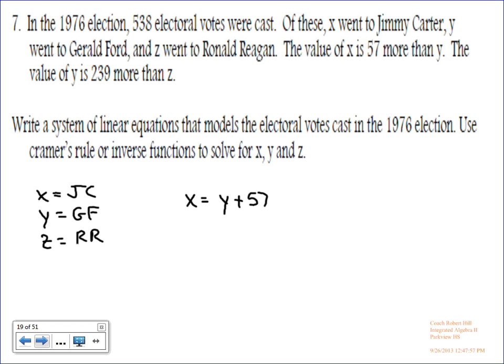The value of Y equals 239 more than Z. So Y equals Z plus 239. All right, there's 2 of my equations, but look, I have 3 unknowns. Since I have 3 unknowns, my third equation must be this one right here. 538 electoral votes. So X plus Y plus Z equals 538.